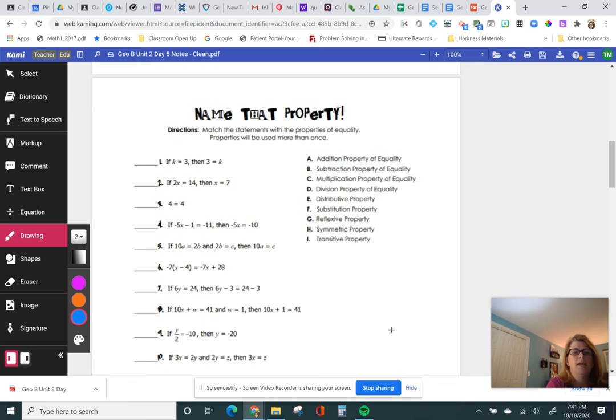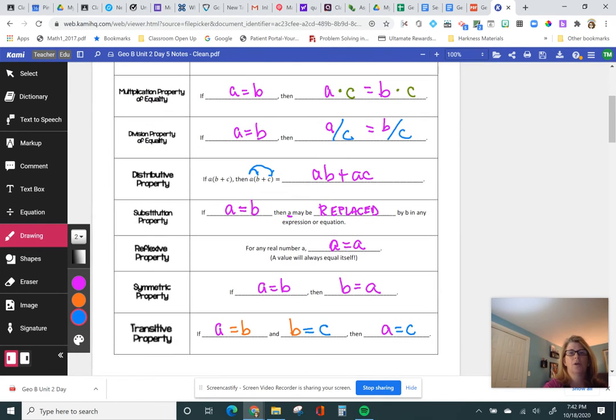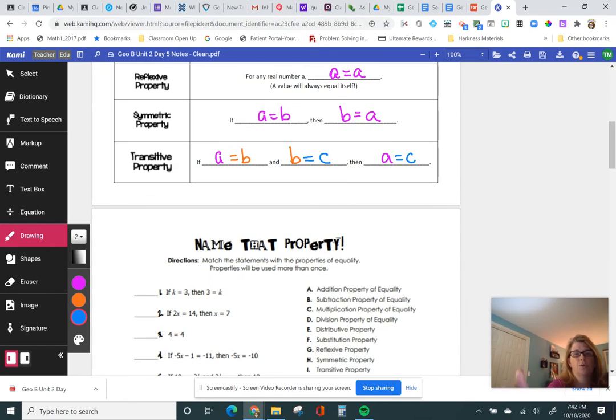So if K equals 3, then 3 equals K. All we did was switch the order. Which one was that when we just switched the order? It was either reflexive or symmetric, but symmetric allows us to flip the order. So symmetric property is H.